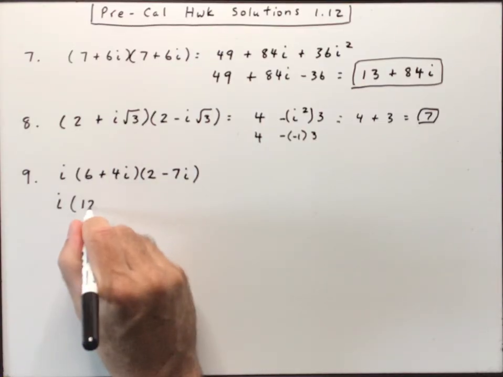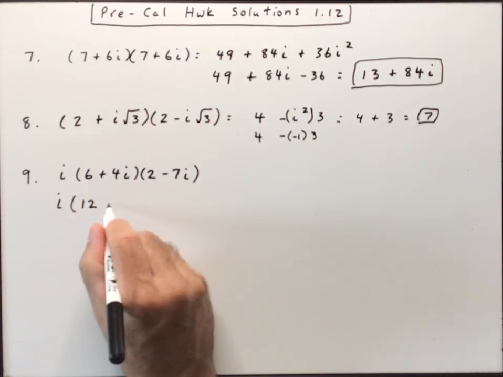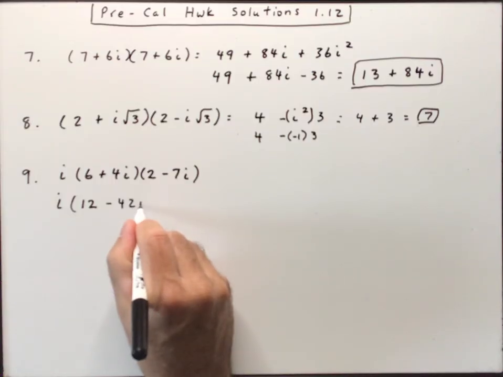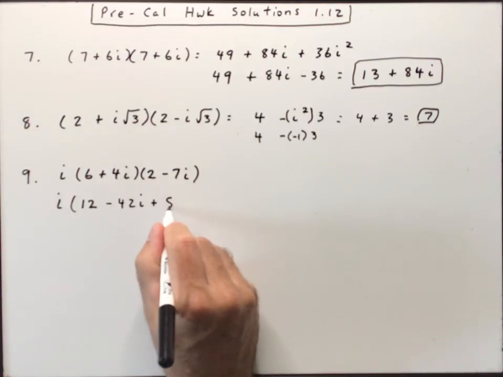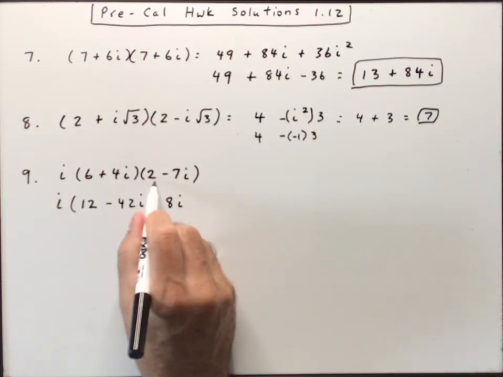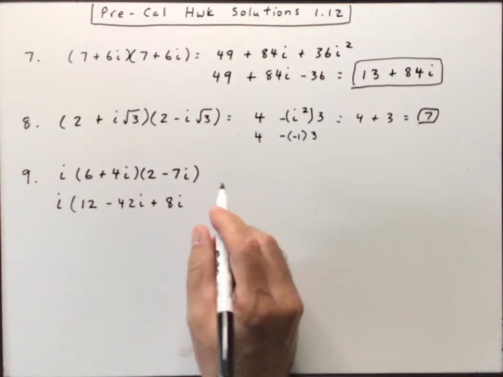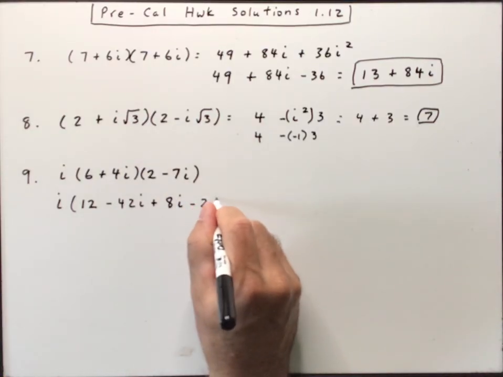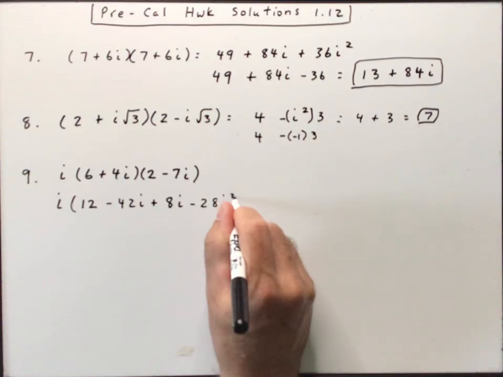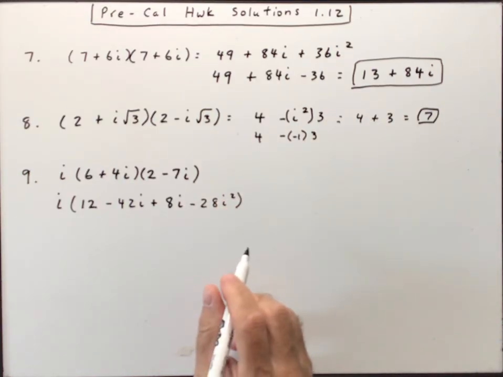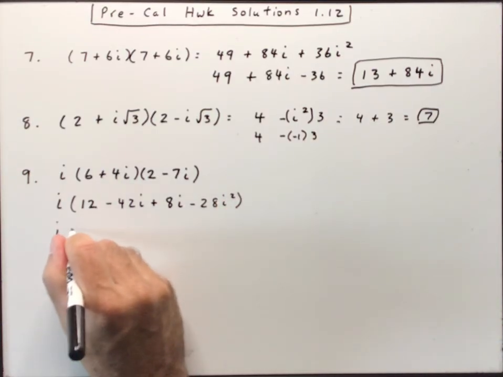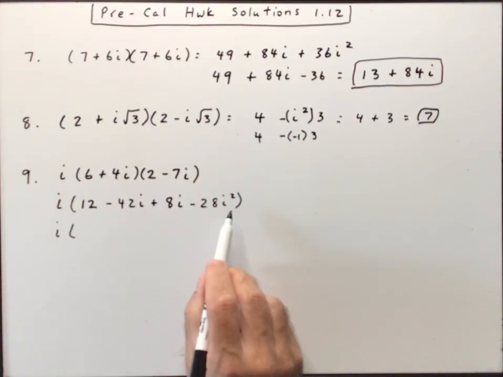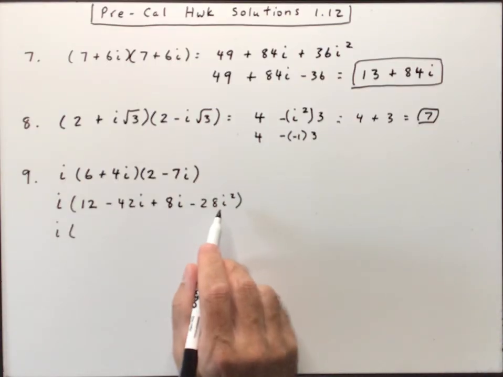6 times 2 is 12. And then minus 42i for the outside term, plus 8i for the inside term, 2 times 4. And then 4 times negative 7 would be minus 28i squared for the last term. I'm still going to hold off on distributing the i because then I get into i cubed. So let's go ahead and do this now.